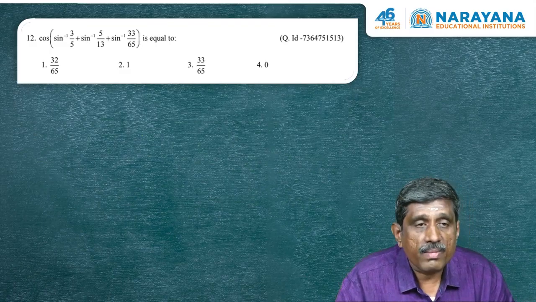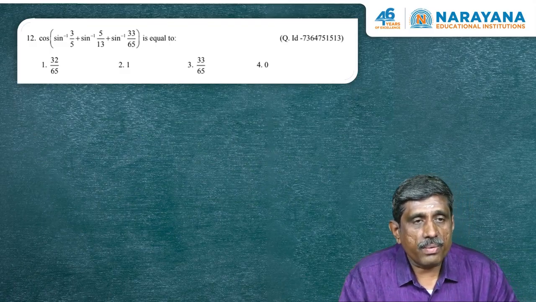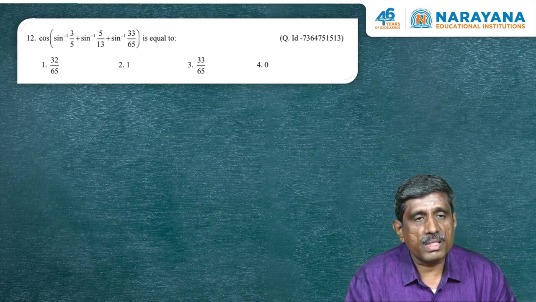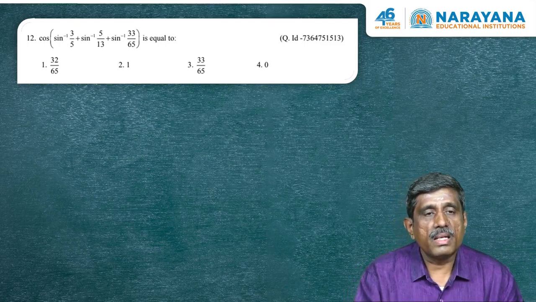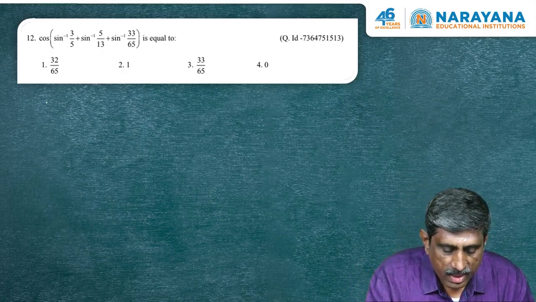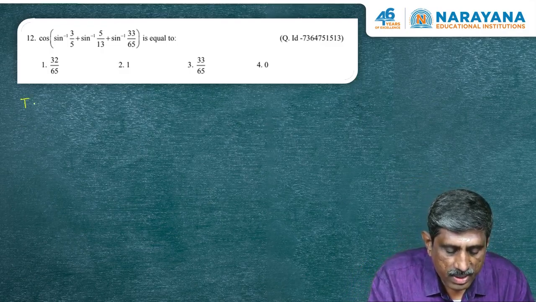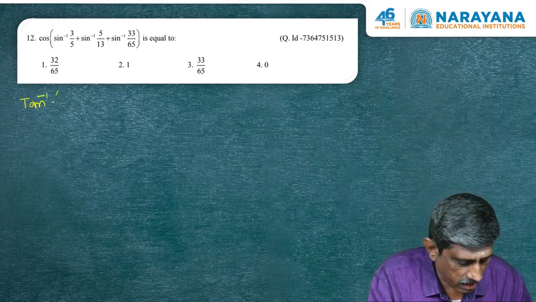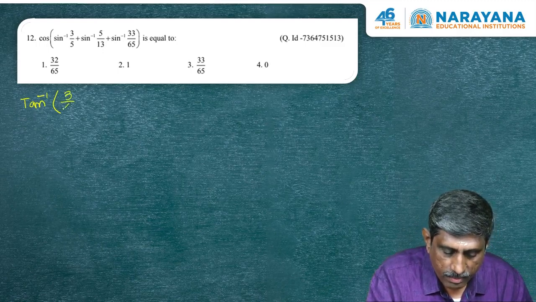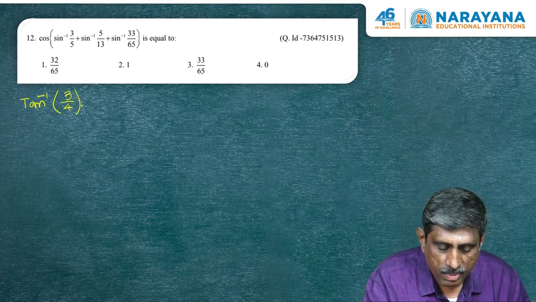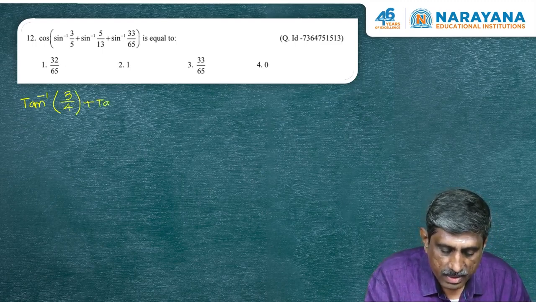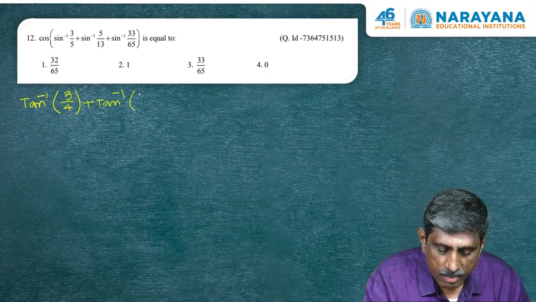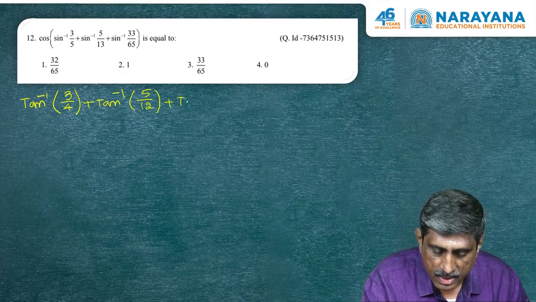It is a question under inverse trigonometric functions. Cos of sin inverse of 3 by 5 plus sin inverse of 5 by 13 plus sin inverse of 33 by 65. So, let us convert everything in terms of tan inverse. Sin inverse of 3 by 5 is going to become tan inverse of 3 by 4, plus tan inverse of 5 by 13 is going to become tan inverse of 5 by 12, plus tan inverse of 33 divided by 56.